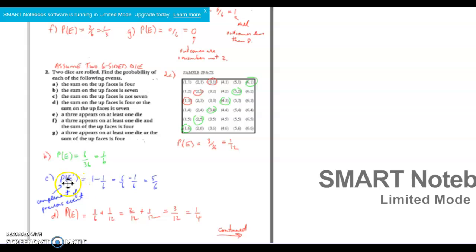And then what we have here is E, probability of E primed, or the probability of E not happening. And then if you have different cases, so in D, the sum on the face is 4 or is 7. What you want to make sure is you don't double count. So in this case, you can't double count because 4 and 7 are not the same thing. So you count the number of 4s.